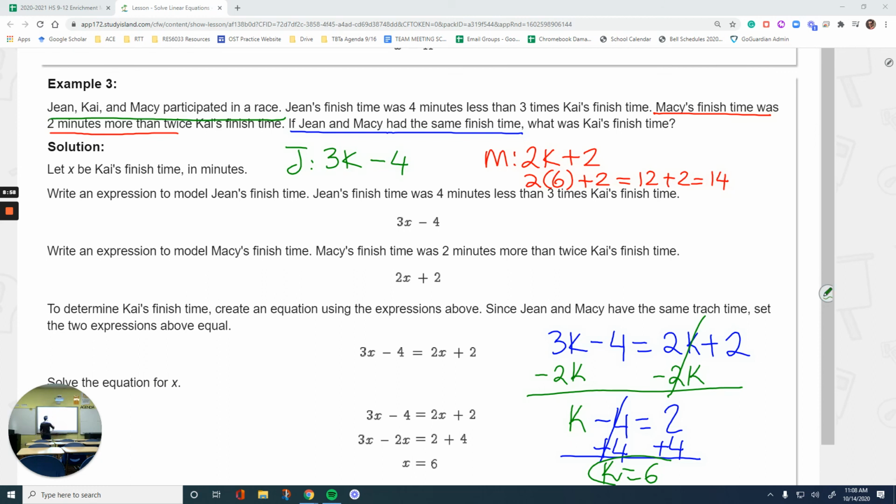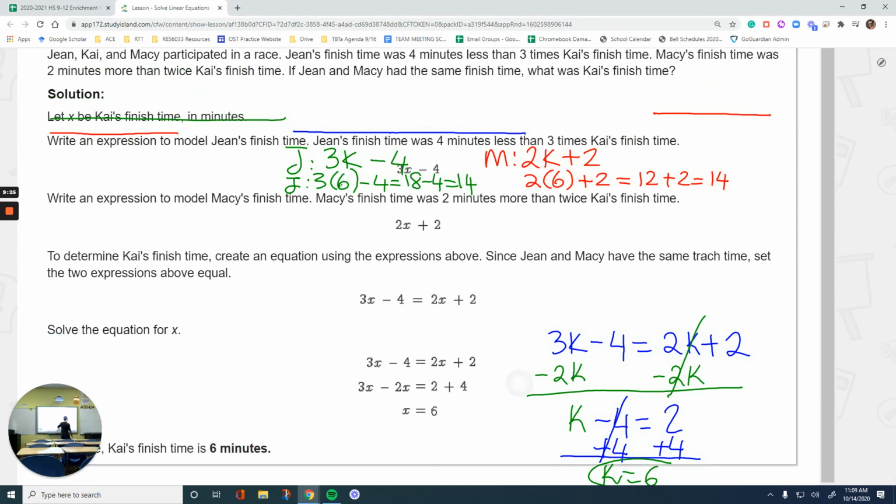And then the J here, I think this was a guy, I don't remember the name. So 3 times K was 6 minutes minus 4. 3 times 6 is 18. Subtract 4, you get 14 minutes for this person, 14 minutes for this person. And remember, they were supposed to be the same anyways, because that's what it says in here. And then this K person is 6 minutes.